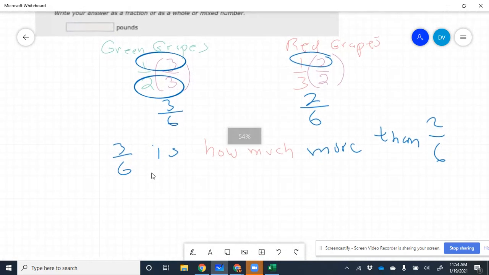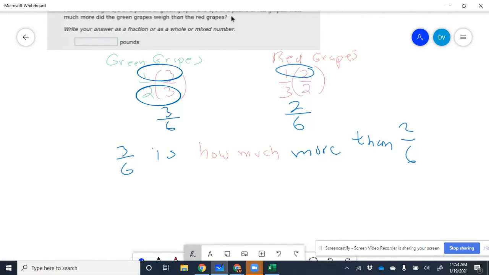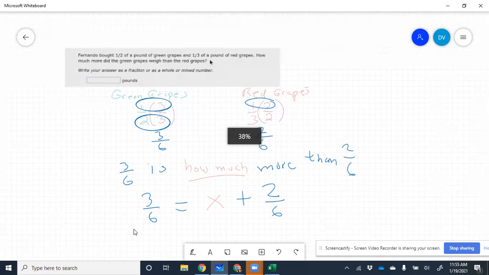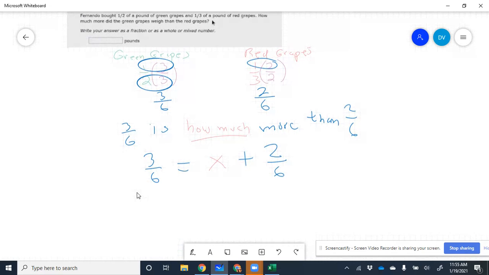Okay. Now, if we wanted to write that as an equation, it's going to be easy to solve once we write it. The is will be represented with equals. 3/6 is, and when we don't know how much something is, we usually call it x. And more than means plus. So this will be a certain amount, we'll call it x, plus 2/6.